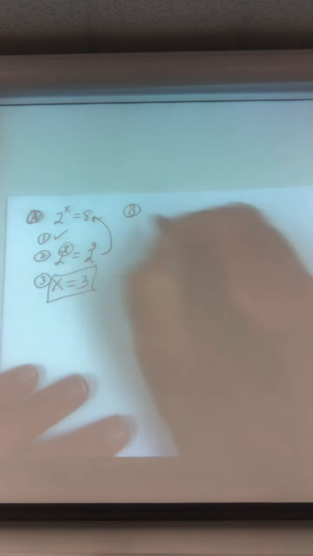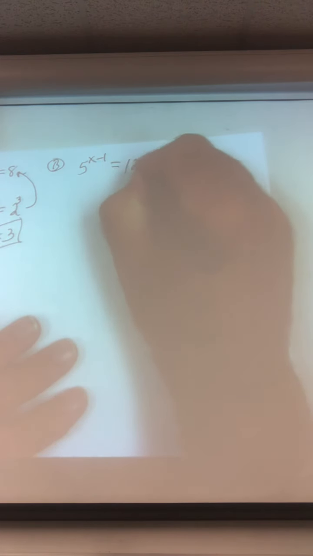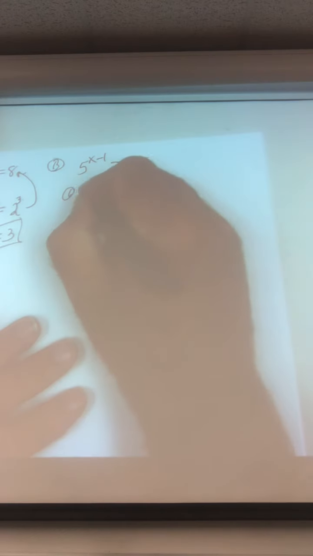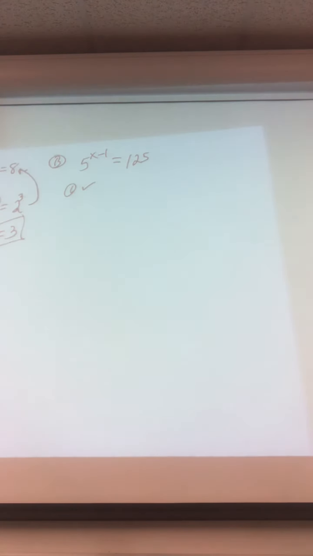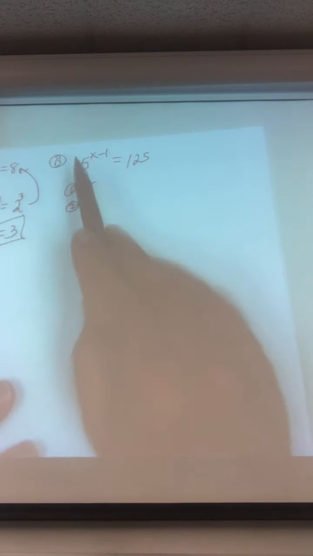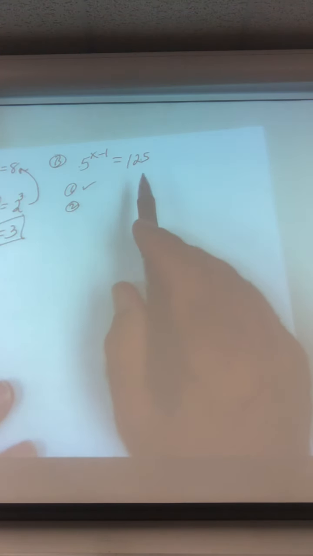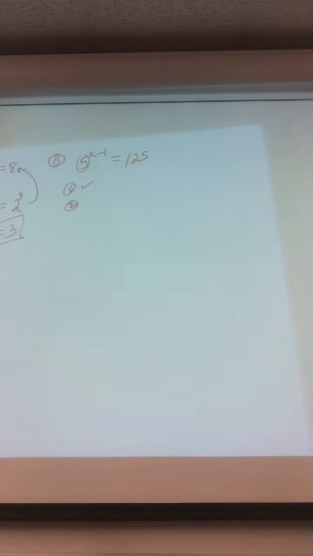Okay, let's look at our next example. Step 1, get one term on one side, one term on the other. That's done. Step 2, write both sides using the same base. Okay, left side is base 5. Can you write 5 using exponents other than just 5? No. So I can't do anything to the left side.